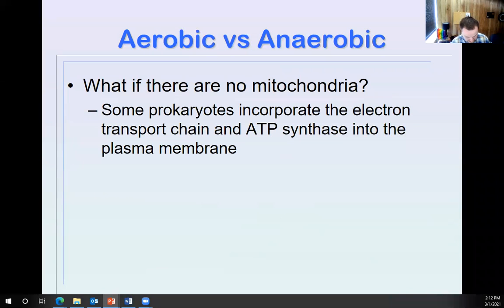Most of them are going to use some sort of an anaerobic respiration.